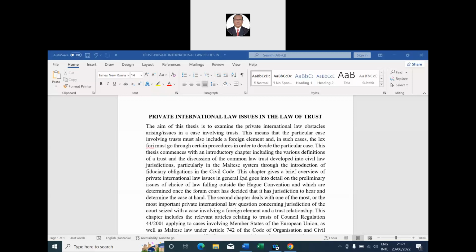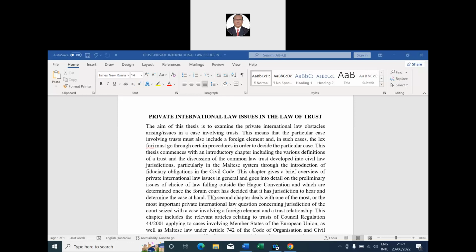This chapter gives a brief overview of the private international law issues in general and goes into detail on the preliminary issues of choice of law falling outside the Hague Conventions, which are determined case by case. Once the forum court has decided it has jurisdiction to hear and determine the case at hand, which court has the jurisdiction? It depends upon where the trust is formed and the terms and conditions of the trust. And the Hague Conventions deal with the contract law and also various other aspects.